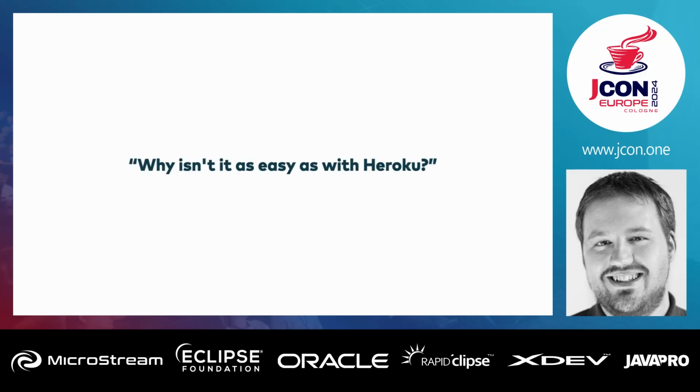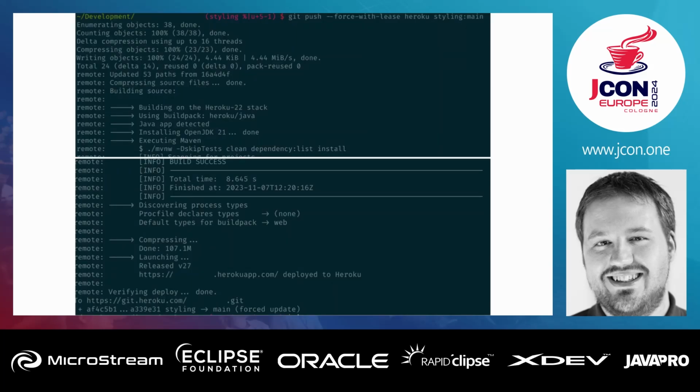And every time, especially my front-end colleagues stumble across such a Docker file, they often say, why isn't it as easy as with Heroku? Does anybody not know Heroku? Okay, so Heroku is a platform as a service which is 15, 20 years old, so they are pretty old. And they got famous, especially in the Ruby on Rails world. And their deployment model is just a git push, which is sliced up on the top.